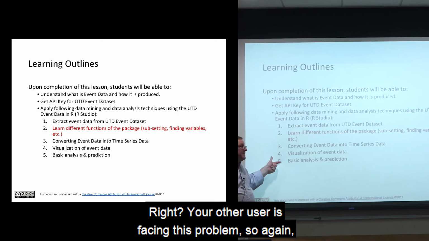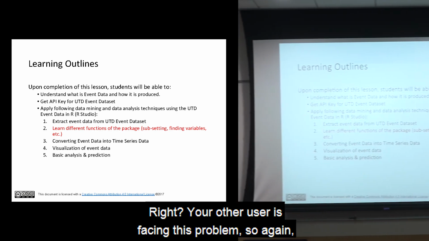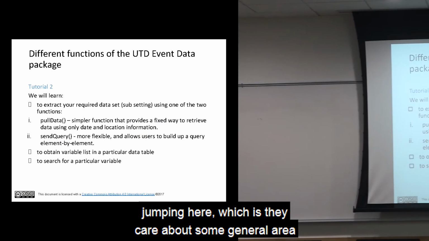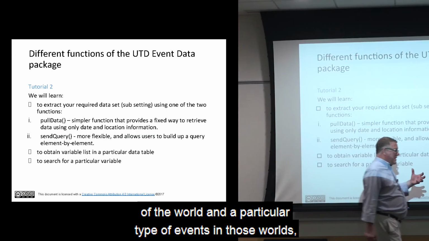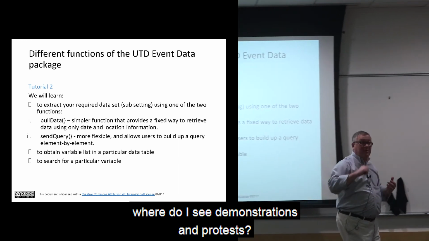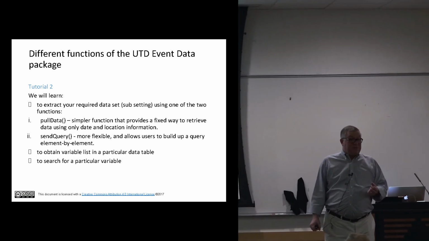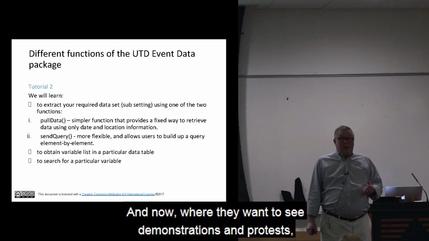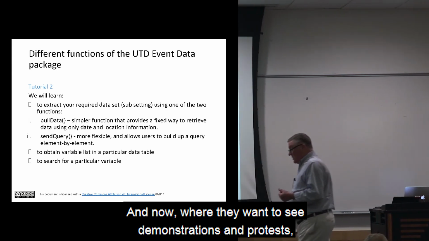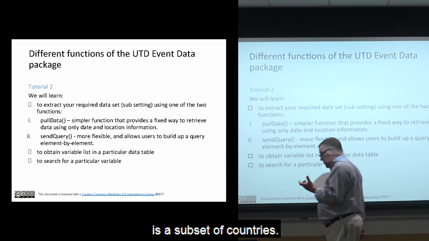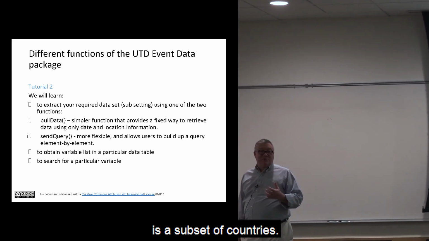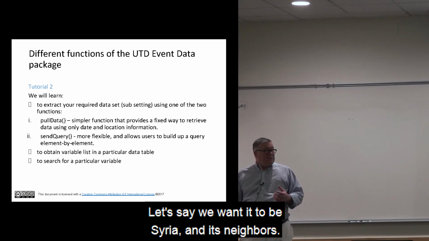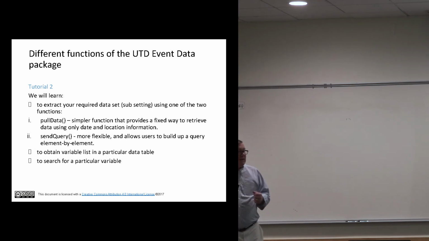Right? Your other user is facing this problem. So again, jumping here, they care about some general area of the world and a particular type of events in this world. So let's go back to the earlier query of where do I see demonstrations and protests? And now where they want to see demonstrations and protests, and we've actually worked some on this problem, is a subset of countries. Let's say we want it to be Syria and its neighbors.